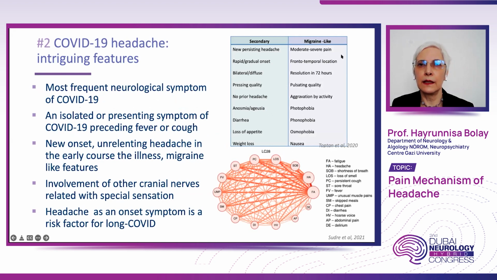and it can have features like migraine, and also it can have some features reminding of the secondary headaches. But the important part is, if it is a headache as an onset symptom after fatigue, the presence of headache at the onset is the second risk factor for long COVID. So that may help us to understand the inflammatory or neuroimmune crosstalk mechanisms, and could it be something like this?